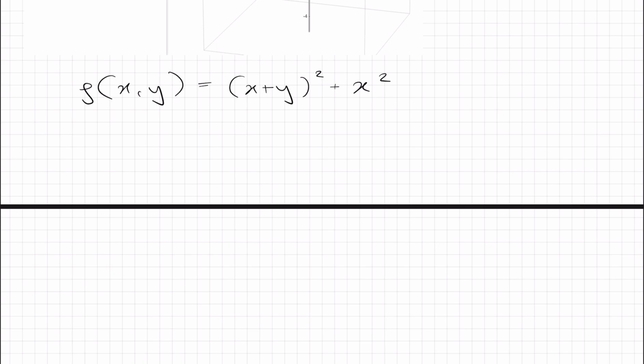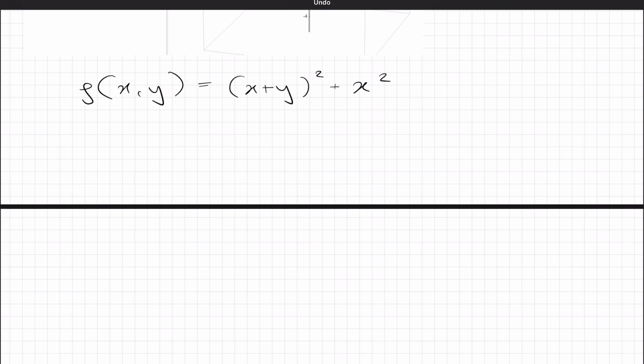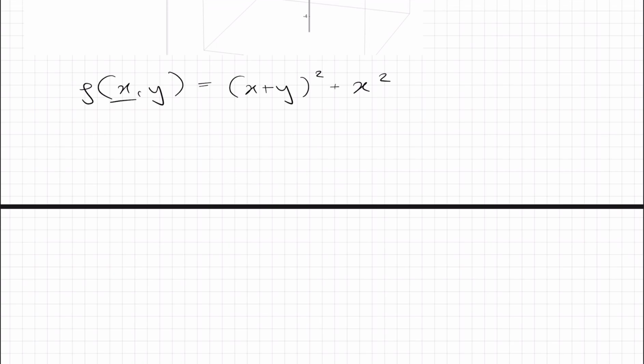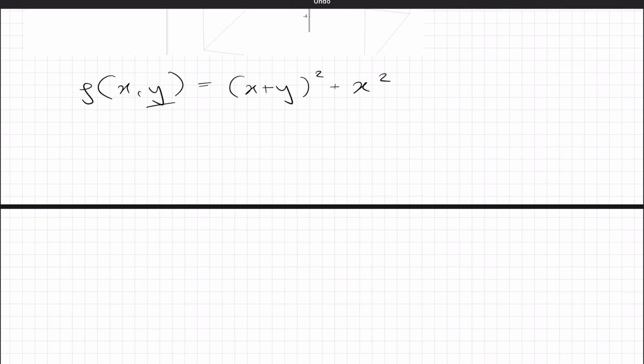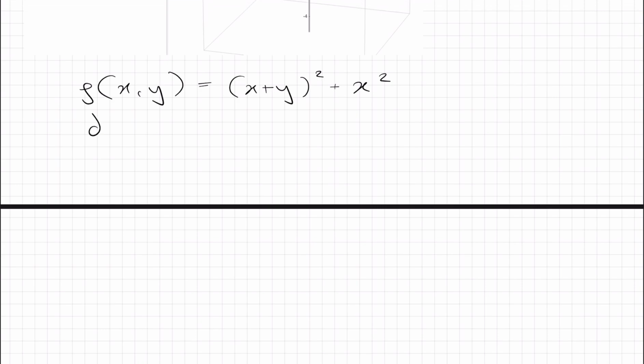Well, we can do a similar kind of thing here. So we're going to solve first for df by dx, and then solve for df by dy. And since we're taking partial derivatives, which is what these are called, we use the curly d sign rather than just the d. We use the curly d to represent partial derivatives.